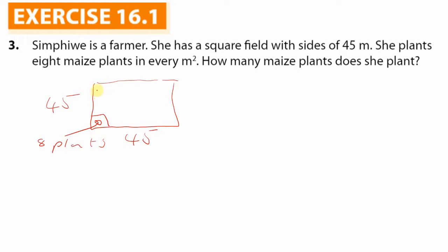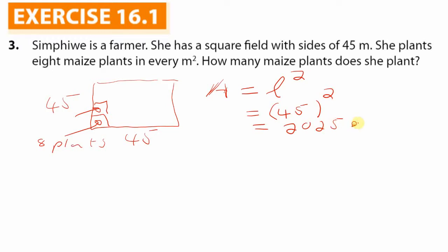So we want to look at what is happening inside, because remember, inside each of the square units we have the 8 plants. So we are focusing on what's inside, so we therefore want the area. Okay, so let's firstly calculate the area of this square. We know area is length times length, which is length squared. We can replace length by 45. So we need to square 45. So what is 45 times 45? 45 times 45 is 2025 square meter.